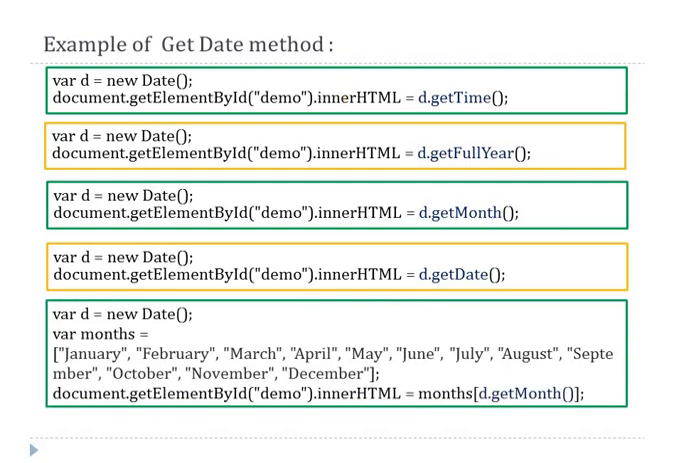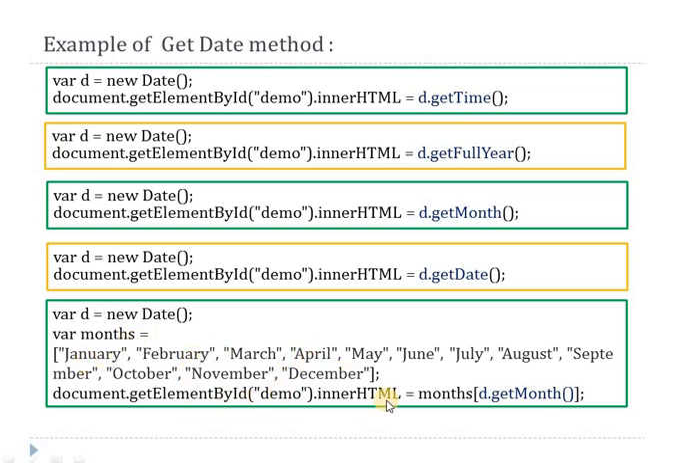Now over here you can see that first we have declared one variable of the date object. After that we have created an array of months from January to December.